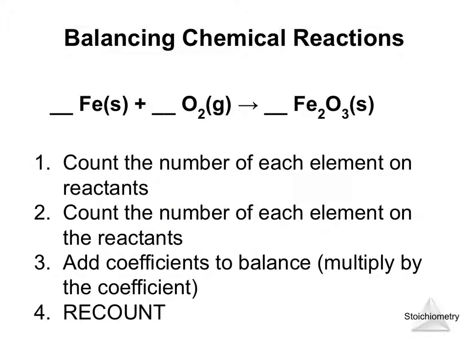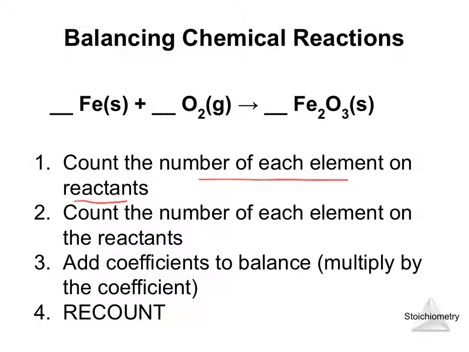So the reason we balance is the law of conservation of mass. And so our ultimate goal is to make sure that we have the same number of elements on the reactant side as we do on the product side. So we're going to follow this 4-step process. First we're going to count the number of elements on the reactants. And we're going to show our work in the beginning. And then as we get more comfortable with it, you can kind of go to doing it in your head.